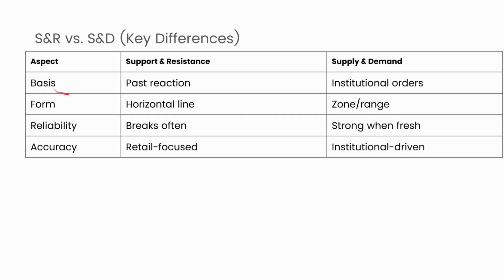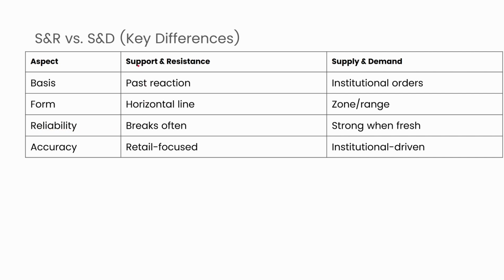Basis. When you want to look for support and resistance, it is used on the past reaction. But for supply and demand, it is institutional orders. Form: it is a horizontal line. This one is a zone. You don't care about how many touches you're going to see on the price. If you cannot see your zone around the level you want to trade from, then that is not your zone. You don't trade from that area.